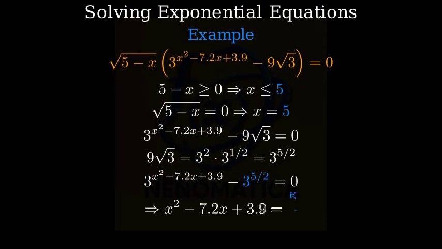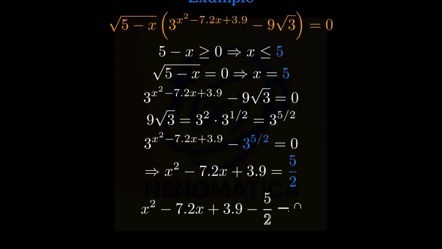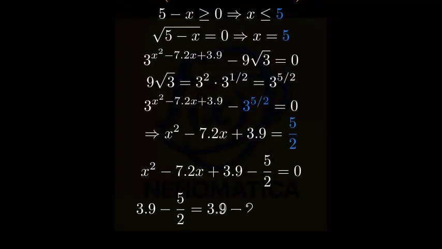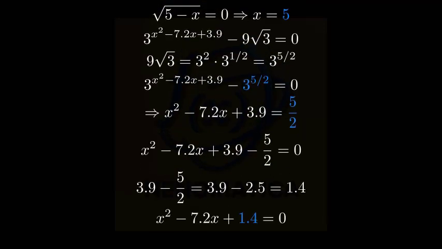Since we have the same base, 3, with different exponents, and their difference equals 0, these powers must be equal. This means the exponent x squared minus 7.2x plus 3.9 must equal 5/2. Let's rearrange this to the standard form of a quadratic equation. We'll subtract 5/2 from both sides to get x squared minus 7.2x plus 3.9 minus 5/2 equals 0. Now, let's simplify the constant terms. 3.9 minus 5/2 equals 3.9 minus 2.5, which gives us 1.4.